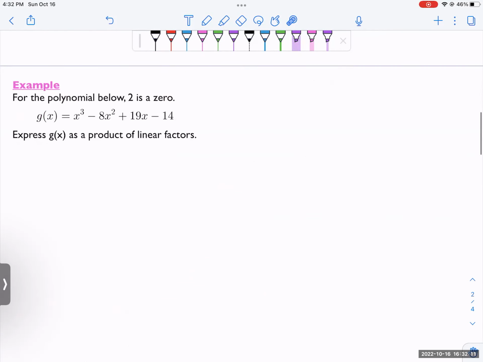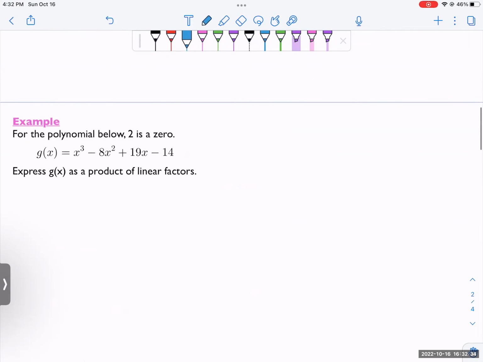All right. Let's do another problem. For the polynomial below, 2 is a 0. Express g of x as a product of linear factors. We had a problem very similar to this in a previous video. I think in the factor theorem video, we did a problem similar to this. Let's go ahead and work through it.